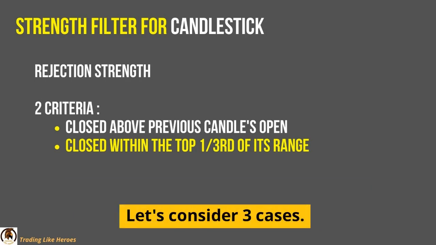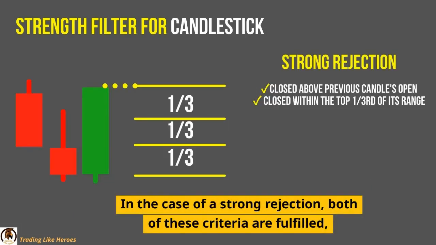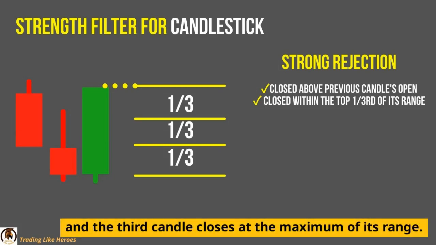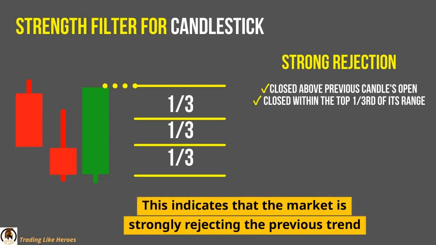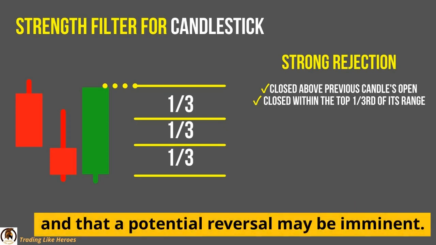Let's consider 3 cases. In the case of a strong rejection, both of these criteria are fulfilled, and the third candle closes at the maximum of its range. This indicates that the market is strongly rejecting the previous trend and that a potential reversal may be imminent.